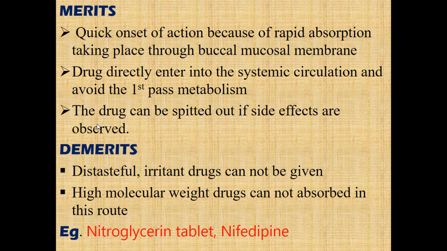Because in the buccal mucosa it will absorb faster, it will produce a faster effect. Next, the drug directly enters the systemic circulation. That's why there is no first pass metabolism. But in the oral route, the drug will go inside the GIT, then the liver. That's why it undergoes first pass metabolism. Here, most of the drug will absorb from the buccal mucosa, so you won't see any first pass metabolism.